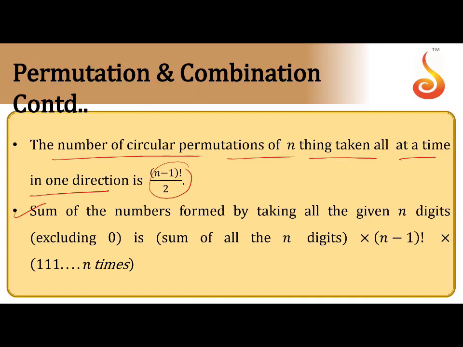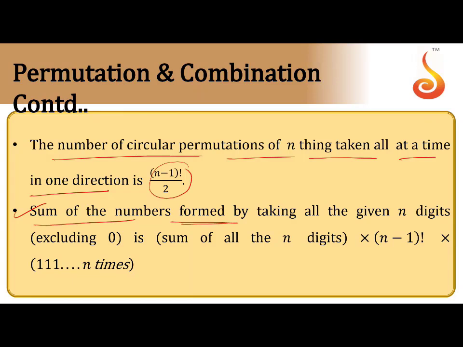Next, another formula. The circular permutation has two types. One is directly (n minus 1)!. If you follow one direction, half of them, that means (n minus 1)! by 2. If you are taking a few things, nPr by r for both directions. If one direction, it means nPr by 2r only. Next, this is another formula.